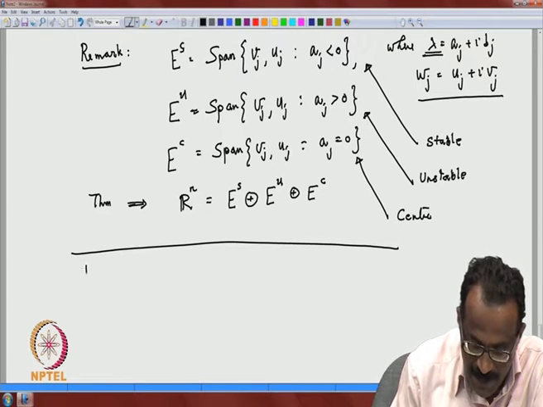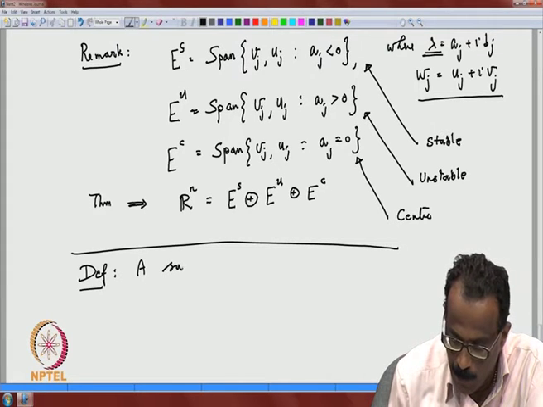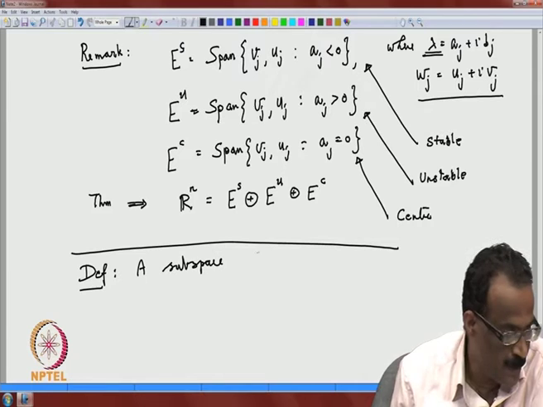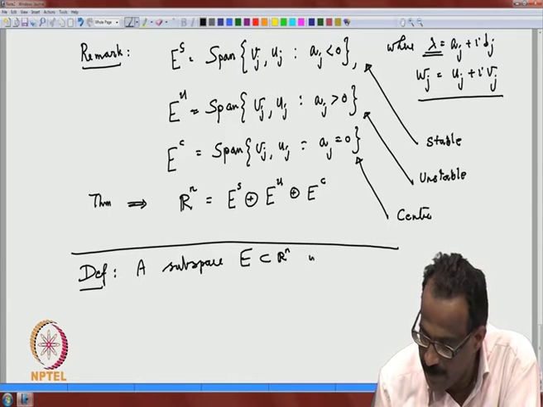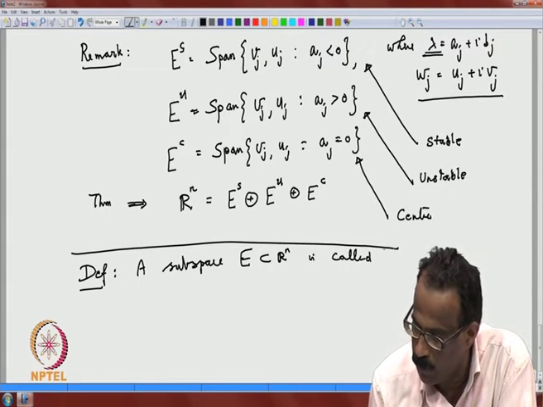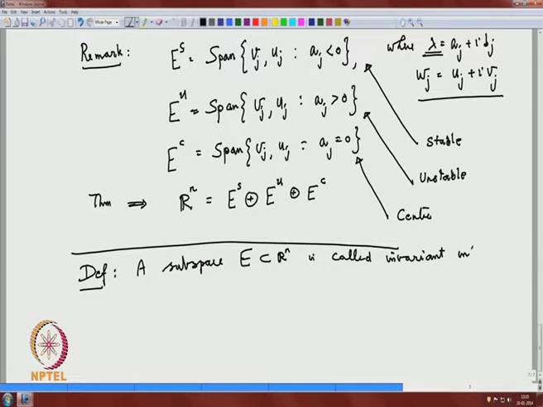Okay. A definition to start with: a subspace E is called invariant under the flow. Recall the flow: what is the flow? Flow is e power tA. If e power tA acts on E, the result will remain in E itself.